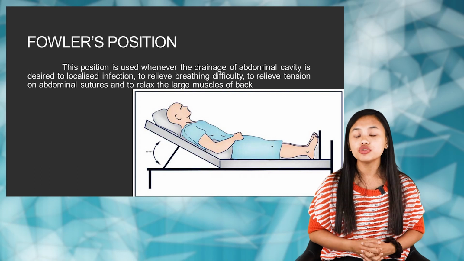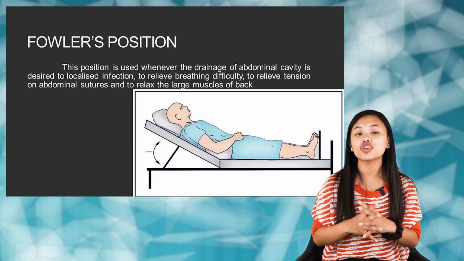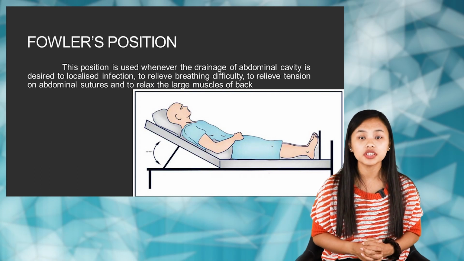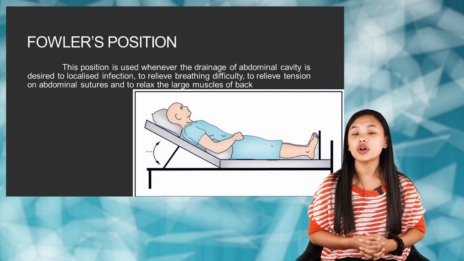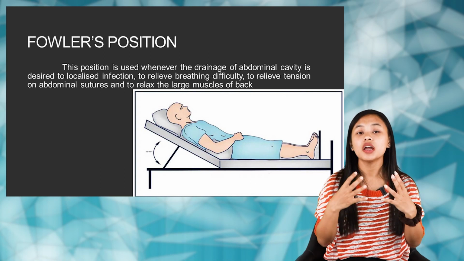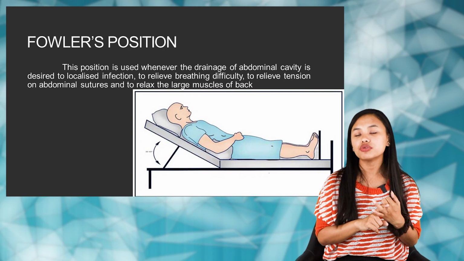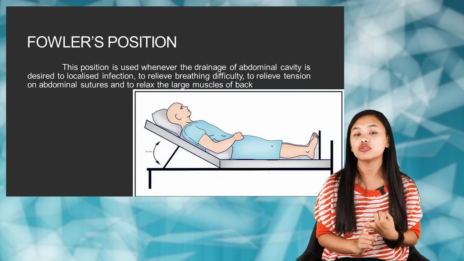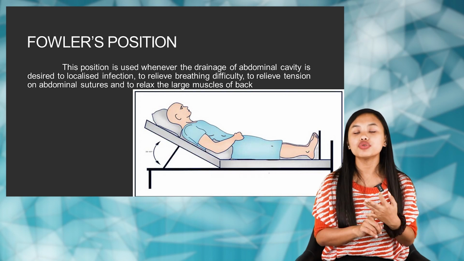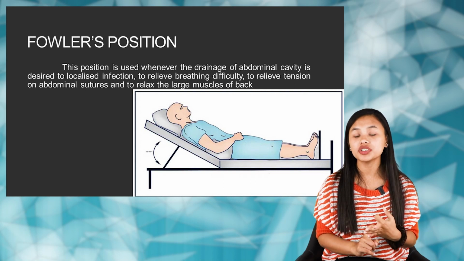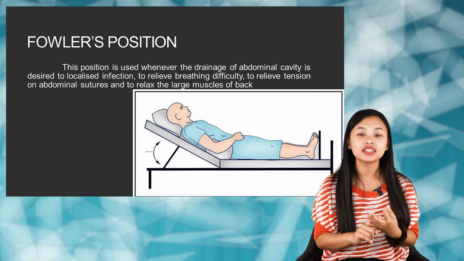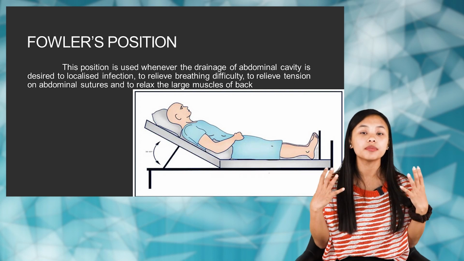This position is used whenever the drainage of the abdominal cavity is desired to localize infection, for example, peritonitis, to relieve the breathing difficulty, also known as dyspnea, to relieve tension on abdominal sutures, as well as to relax the large muscles of the back.